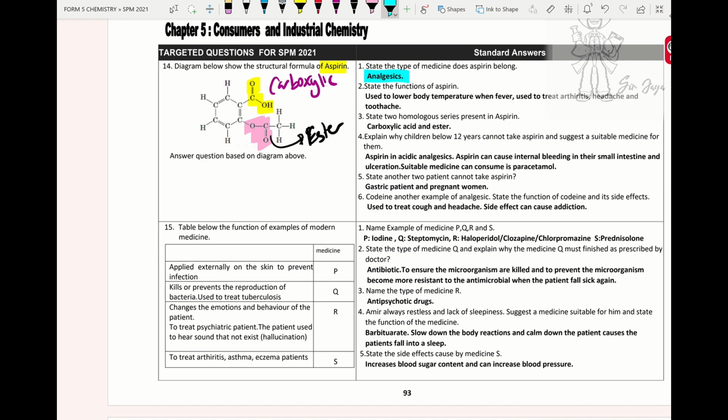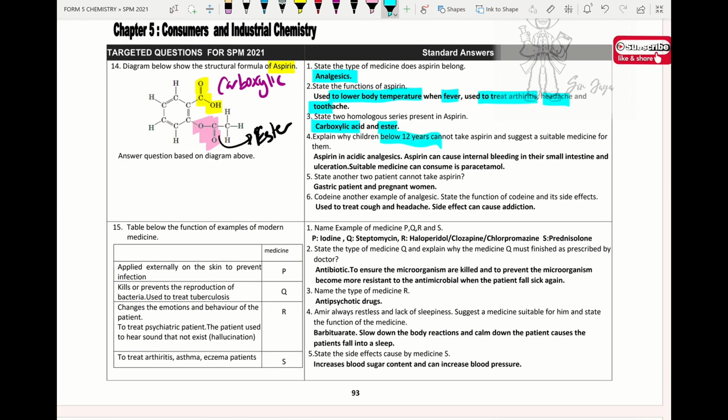What is the function of aspirin? It lowers the body temperature when there is fever, and is used to treat mild arthritis, headache, and toothache. State two homologous series present in aspirin: carboxylic acid and ester. Explain why children below 12 years old cannot take aspirin and suggest a suitable medicine. So we go for the common analgesic, which is paracetamol. Aspirin is acidic analgesic. Aspirin causes internal bleeding in their small intestine and ulceration. A suitable medicine they can consume is paracetamol.